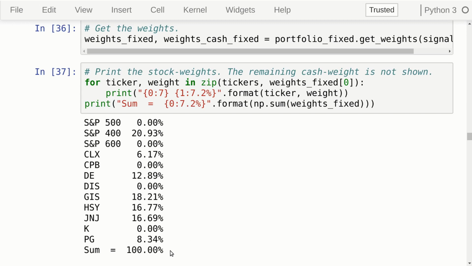And these sum to 100, but they could also sum to less, and then some of the portfolio would be allocated to cash every single day. But the optimization method has found that there was no advantage to having anything allocated to cash for the training set.